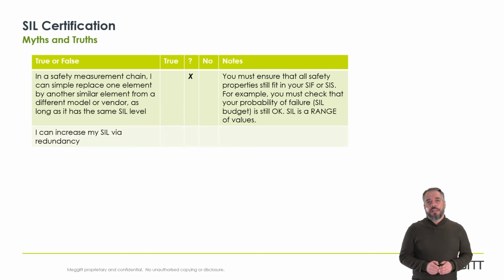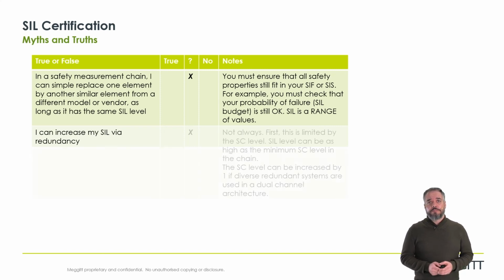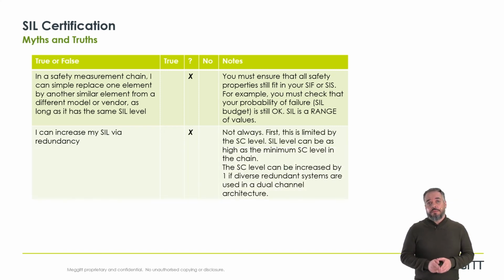Can I increase my SIL level via redundancy? Maybe, not always. Your limiting factor is the systematic capability, as we saw. And the only way you can increase the systematic capability, and you can only do it by one, is by using a diverse redundant system in a dual channel architecture. But more than that, you will always be limited to the maximum systematic capability level that you have on your chain.